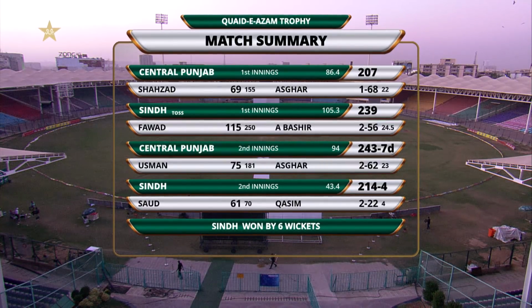So if you look at the match summary, Central Punjab 207 when put into bat. Sindh got a lead of 32, scored 239. Central Punjab came back and, to everyone's surprise, declared at 243 for 7 with a lead of 211. So the target was 212 in approximately 50 overs, as we saw, and Sindh comfortably reached with 6 wickets in hand and won this game and got those valuable points.